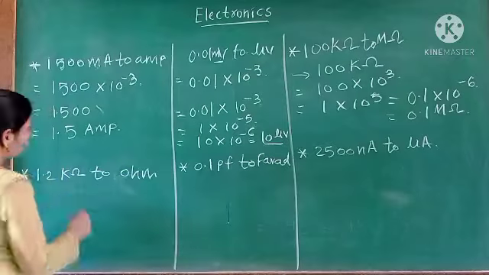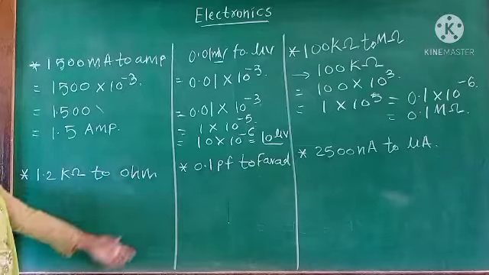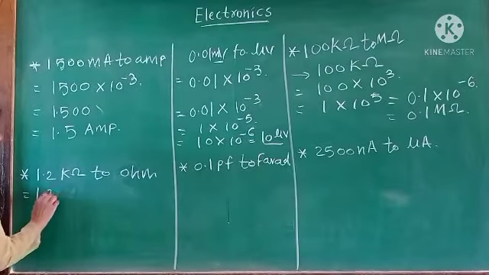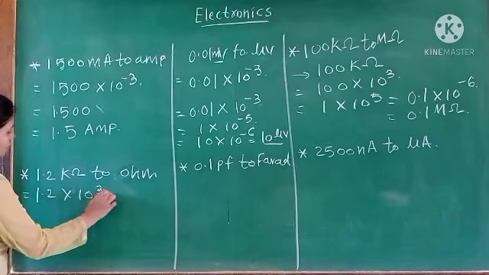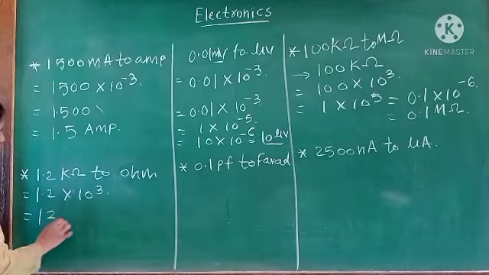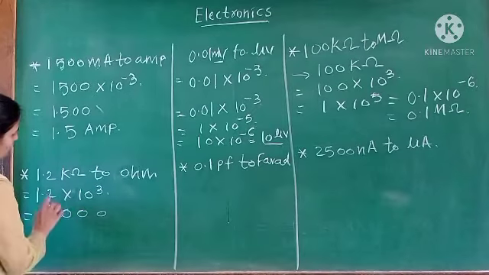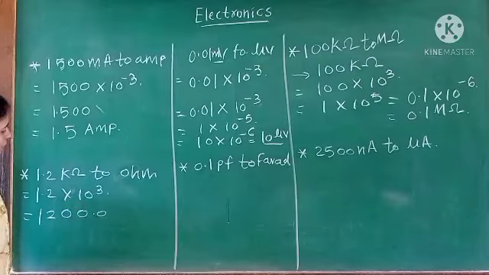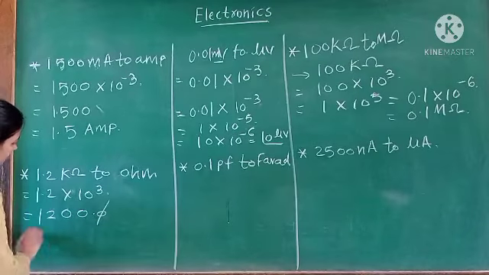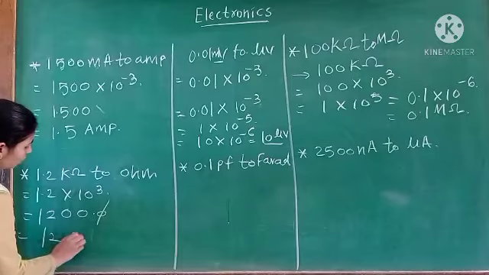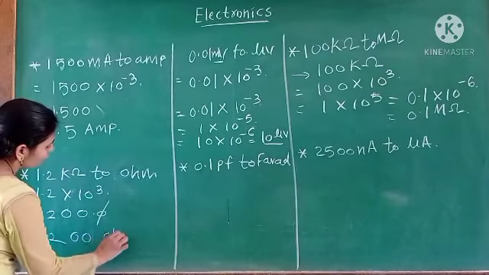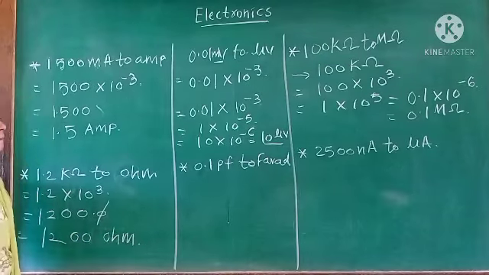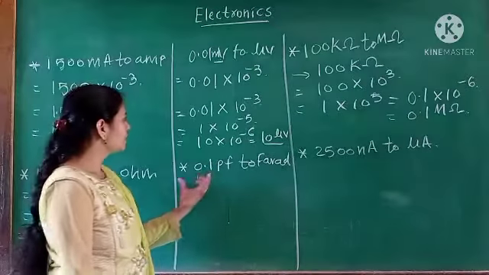In this, 1.2 kilo ohms we have to convert into ohms. So as we know, kilo means what? 10 raised to power 3. So we have to multiply it by 10 raised to 3. So we got here 12,000. Then here is the decimal point. So we have to give one decimal point. We have to cancel out this, and we got 1200. That is the ohms. Now see the next example.